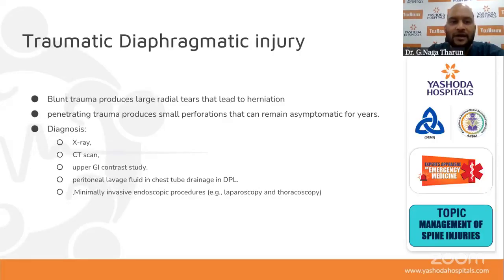And coming to the traumatic diaphragmatic injuries, blunt trauma produces large radial tears that lead to the herniation of the abdominal structures into the thoracic cavity. Penetrating trauma produces small perforations that can remain asymptomatic for years. In diaphragmatic injury, diagnosis can be done by bedside X-rays, CT scan, upper GI contrast study, and peritoneal lavage fluid in diagnostic peritoneal lavage is seen. And minimally invasive endoscopic procedures like laparoscopy or thoracoscopy can be done for the repair of the organs.